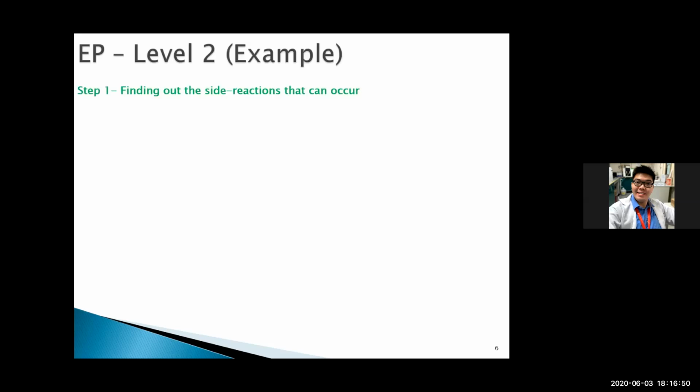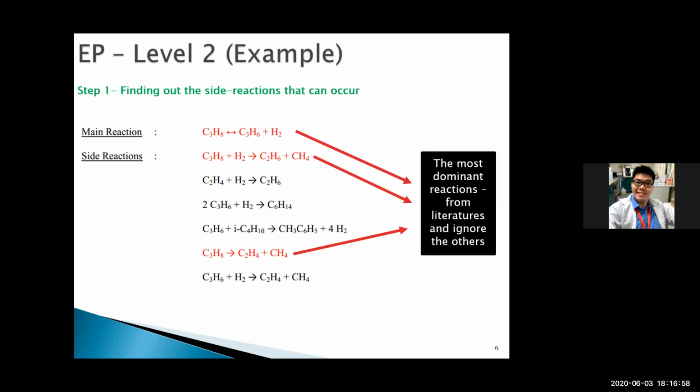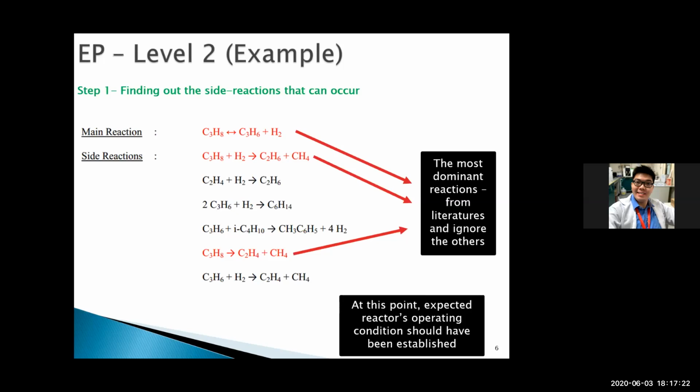Next, we will look into step by step how we can do EP level 2. The first thing that we need to do is to find the side reactions that can happen alongside your main reaction. Here I pick 2 side reactions with 1 main reaction. You can pick more. It depends on your process, whether it is dominant, whether it will give you a major product or a minor product. So you need to have a grasp on your process. And by saying that, you should also know the expected operating condition for your reactor.